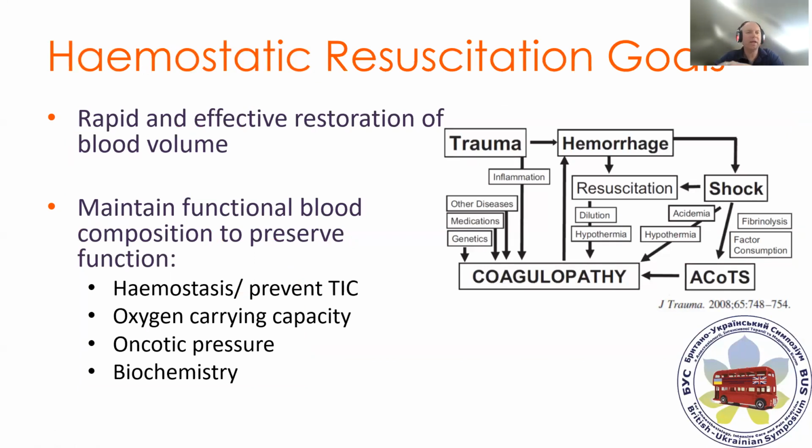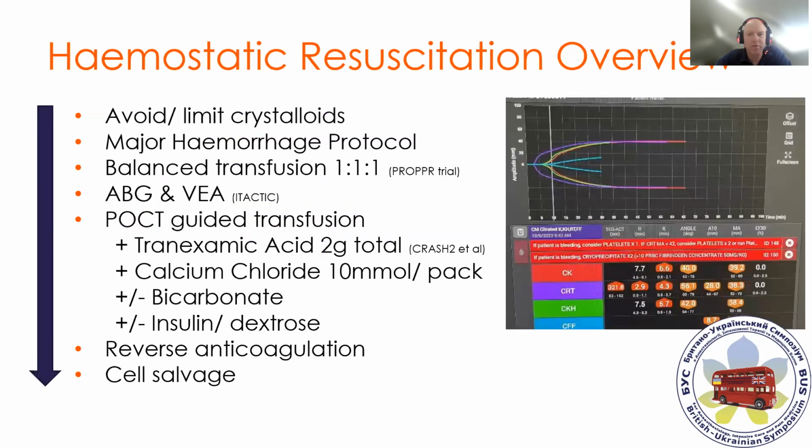Whilst the surgeons are doing their bit, we are mindful of the hemostatic resuscitation goals. So that is the rapid and effective restoration of blood volume to treat, manage and prevent, to a degree, the acute coagulopathy of trauma. And it's important to do four things to maintain the functional composition of the blood. So that means its ability to clot, its ability to carry oxygen, to provide blood pressure, and also to maintain the biochemistry. And as an overview, these are the sort of things that we do.